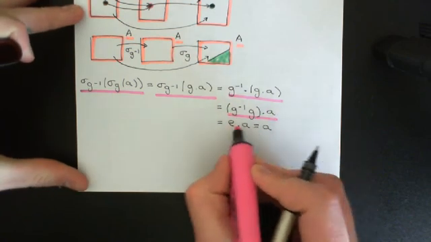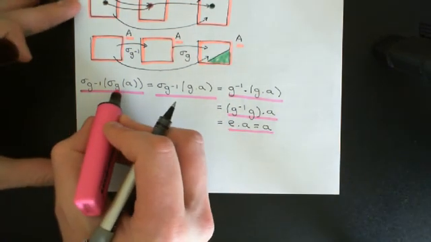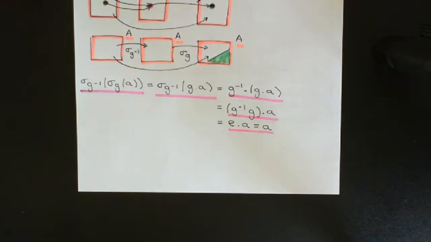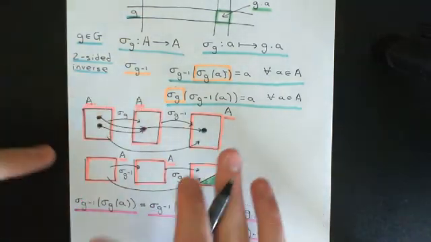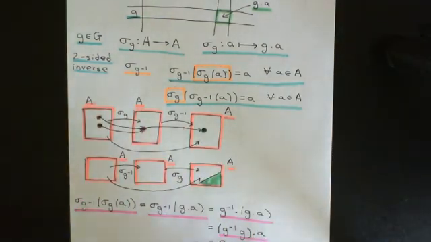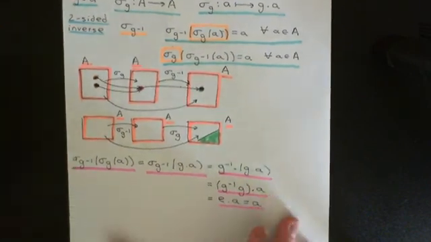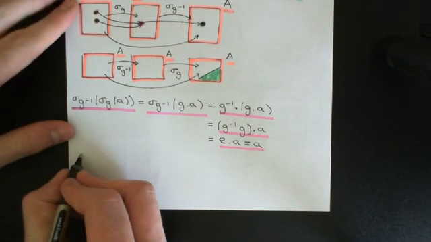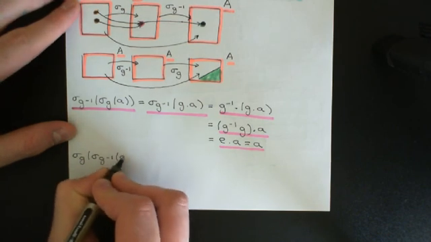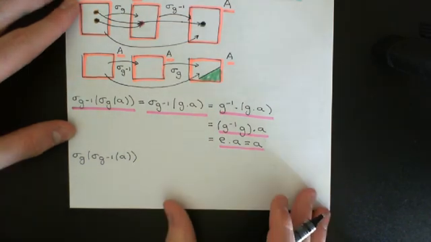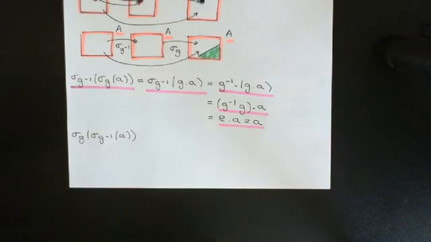Okay, and that's how we can prove that sigma g inverse of sigma g of a is equal to little a for all little a in the set capital A. Okay, now the second part of this equation here follows exactly the same logic, and I'll go over it again just to reaffirm the argument in your head. Okay, so we now want to prove that sigma g of sigma g inverse of little a is equal to little a for all little a an element of the set capital A.